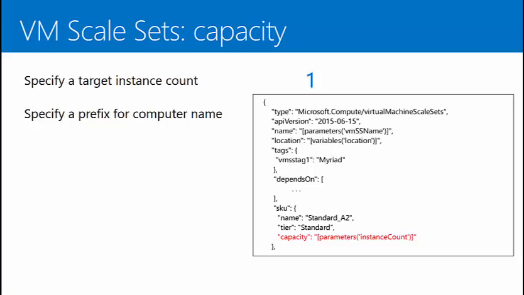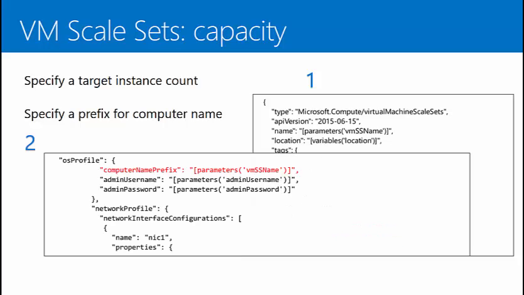This is what it'll look like in a template. So if I define my resource using the JSON-based template language that Azure Resource Manager uses, I've highlighted in red the capacity. And in this case you could pass it in as a template parameter. This is how many virtual machines I want. And then when you're configuring the virtual machine properties, instead of defining a computer name, you define a computer name prefix.